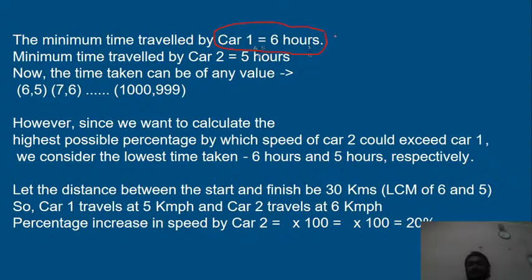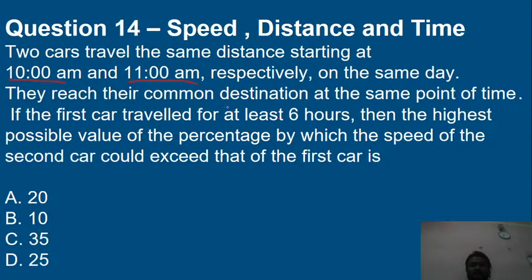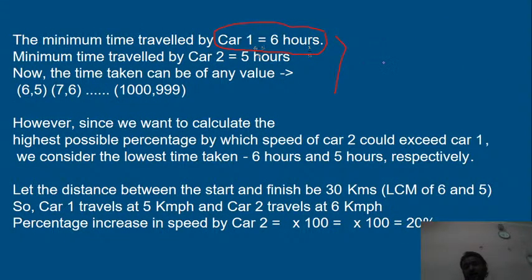So if car 1 and car 2 reach their destinations at the same time, remember this, they reach their common destination at the same point of time. So if car 1 started at 10 and traveled a minimum of 6 hours, okay, now I know for sure that car 2 would have to start at 11, and then they reach at the same time, so this would be 5 hours. That is, the ending time is the same. So if car 1 travels for 6 hours, car 2 would travel for 5 hours.